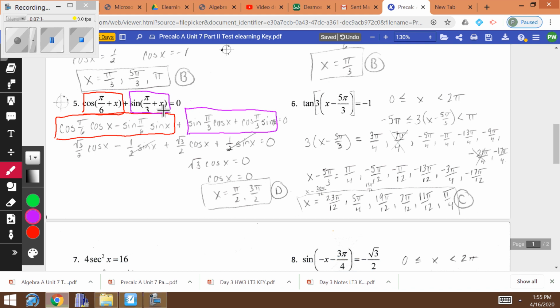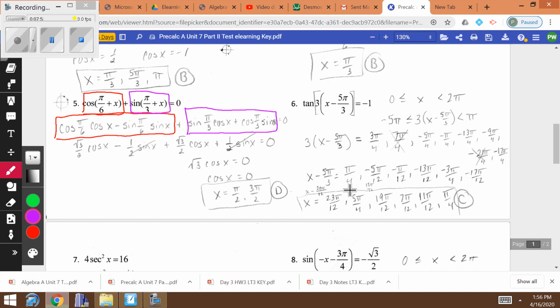So what happens there is now we can go through. The cosine of pi over 6 is root 3 over 2, so times the cosine of x. The sine of pi over 6 is 1/2, so we have minus 1/2 sine of x. Right here, sine of pi over 3 is root 3 over 2 cosine x. Cosine of pi over 3 is 1/2, so we have 1/2 sine of x. So the sines totally cancel out. We have root 3 over 2 cosine of x plus root 3 over 2 cosine of x. So when you add them together, that's just the square root of 3 times the cosine of x. If I were to divide, we get the cosine of x is equal to 0, and that's how we get our two solutions.